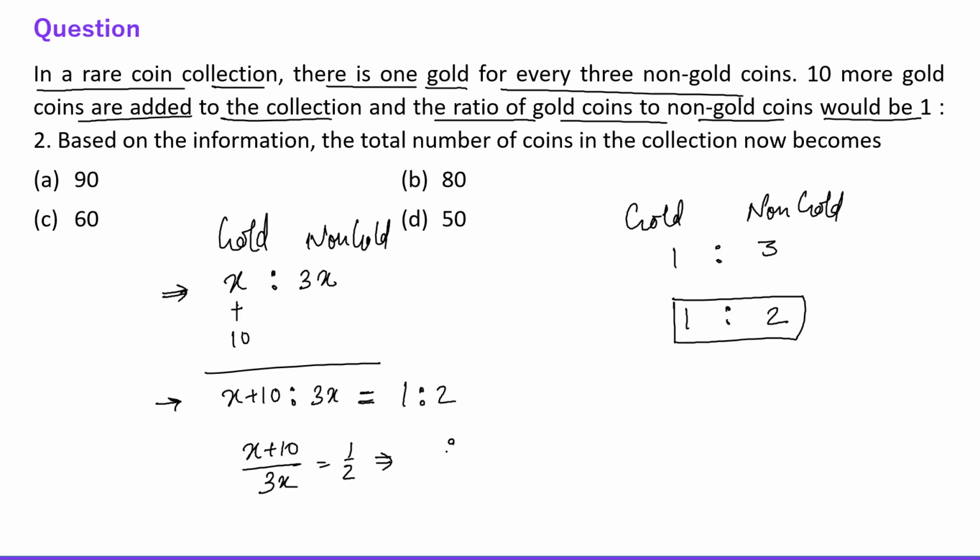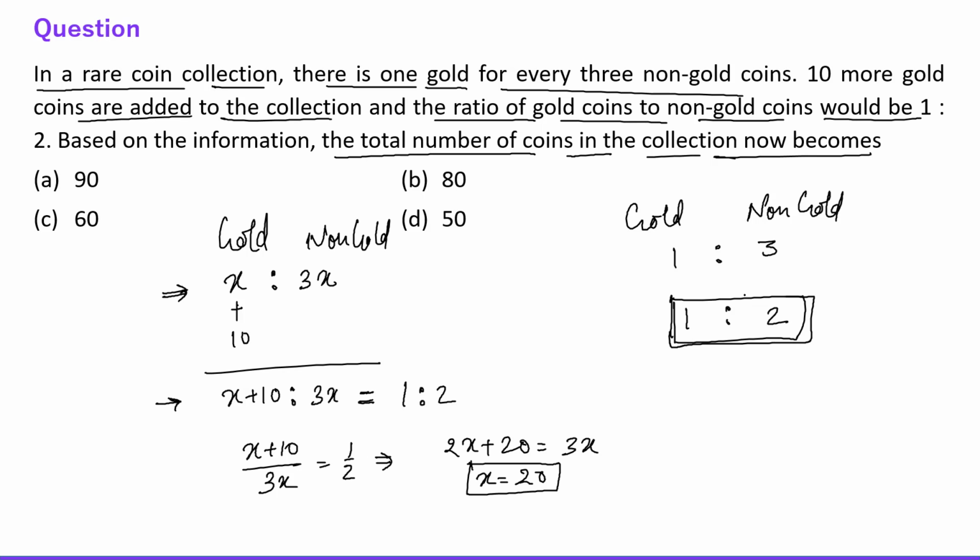So this is 2x plus 20 is equal to 3x. Then x is equal to 20, right? What is the question? The question is the total number of coins in the collection now, right? So obviously in the collection now, this 1 plus 2 is equal to 3x, right?